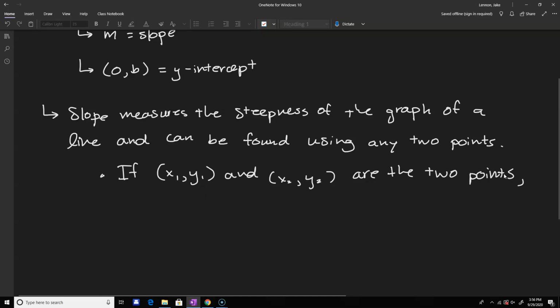The slope is given by the formula y2 minus y1 over x2 minus x1. So it's given as the change in the vertical component over the change in the horizontal component. Sometimes you'll see this denoted by delta y over delta x, where that triangle symbol is the capital Greek letter delta. That's also sometimes written as the rise over the run, just to help you remember that the vertical component should be on the top of the fraction.